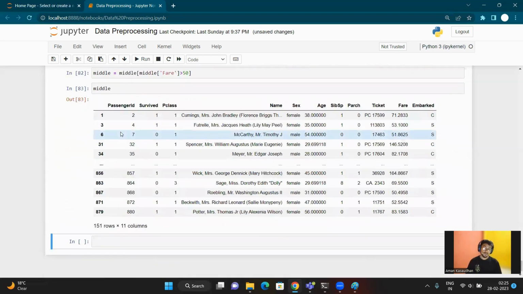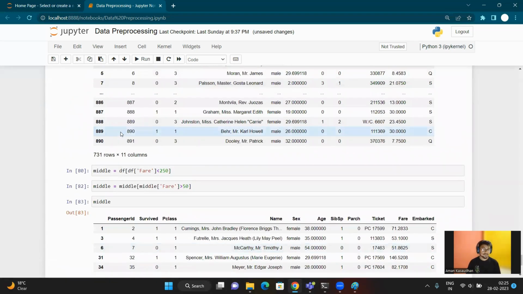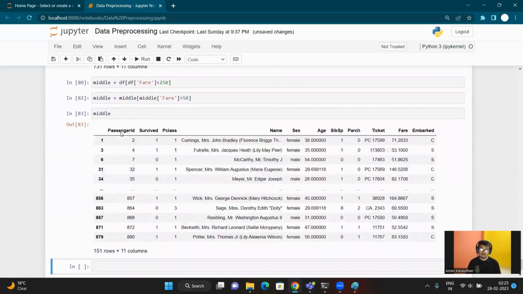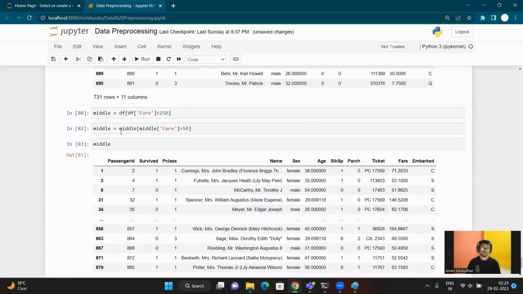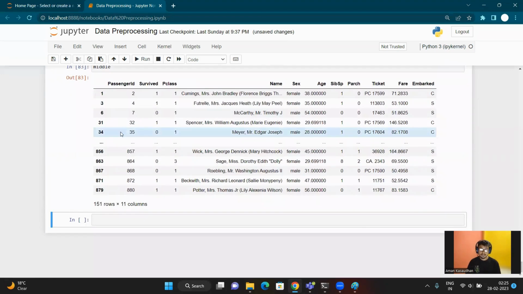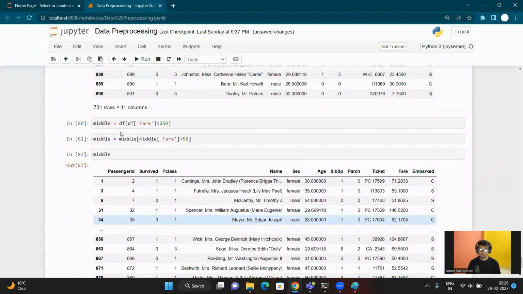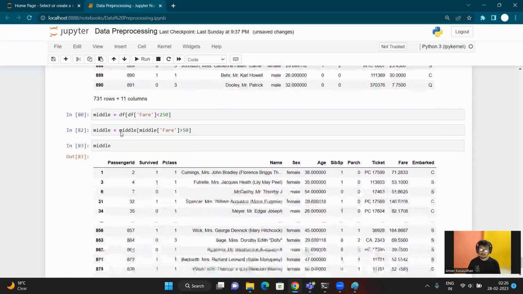As we can see, 151. Okay. So first of all, 731 people were below $50, whose ticket price was below $50. But there are 151 people whose ticket price is greater than $50 and less than $250. Okay. Now let's see, are there any other people whose ticket price is greater than $250?